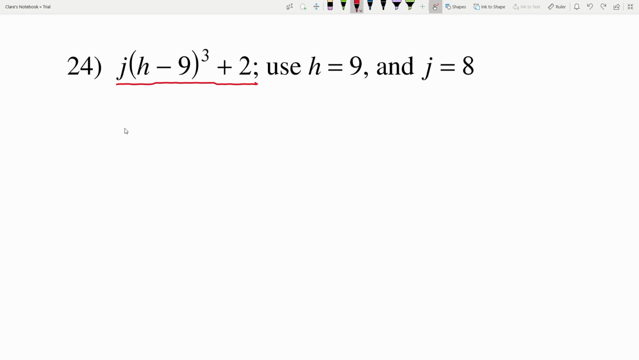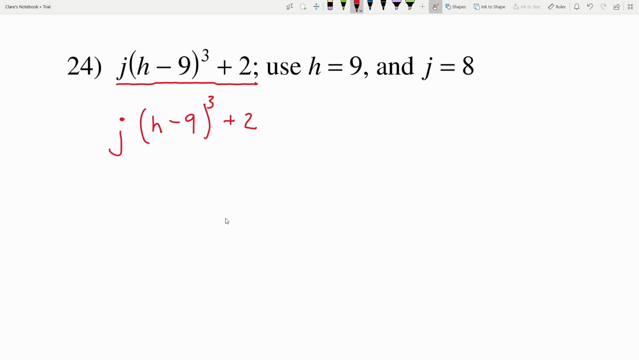So I like to say, whenever I have parentheses, j times the quantity, so they know that I have some quantity. So I'll say j times the quantity h minus 9 cubed. So j times the quantity h minus 9, where the quantity is cubed, plus 2. So sometimes you might hear me say j times the quantity h minus 9 cubed plus 2. That's just to separate and show that parentheses are included.